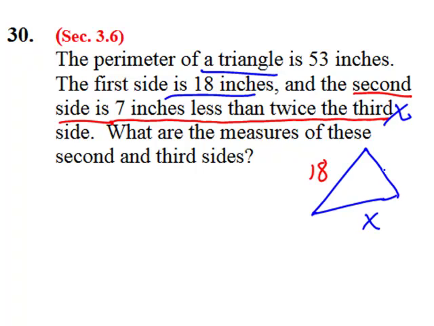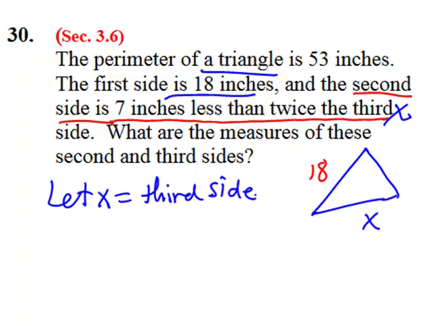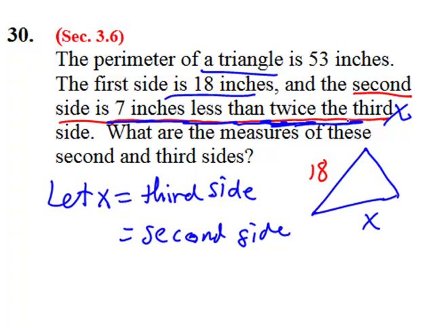So we're going to let x equal the third side. Let x equal third side. And what that really means when I say third side is the length of the third side. I just didn't write that. Now the second side, how is that going to be represented? Well, we have to go back to that sentence of comparison, which says the second side is 7 inches less than, or shorter than, twice the third. Twice the third is 2x. 7 inches shorter means minus 7.